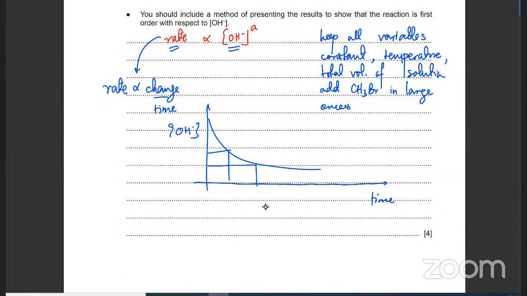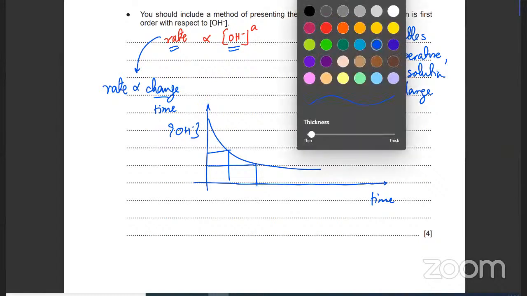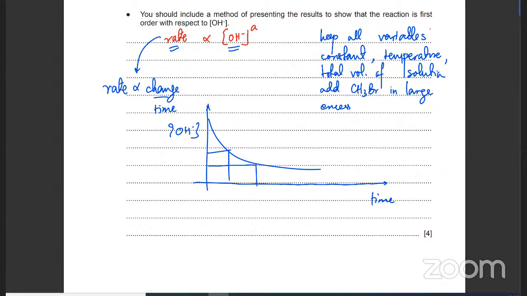The other one is you do several experiments and you measure the initial rate. The initial rate is the gradient of this graph. So what you do is you measure the initial rate, and then you do another experiment and double the concentration of OH ion. If it's first order, the rate of the reaction would also double, so the gradient would be steeper. You can do several experiments, repeat it, just measure the gradient initially, and then compare it, make a table.